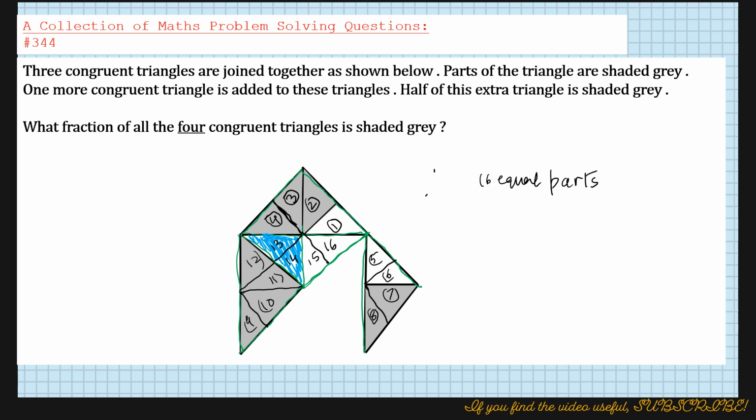So out of these 16 equal parts, the shaded parts are these. So we have 1, 2, 3, 4, 5, 6, 7, 8, 9, 10, 11. So shaded parts equal 11. Therefore, what fraction of all the four congruent triangles is shaded gray? The answer would be 11 out of 16.